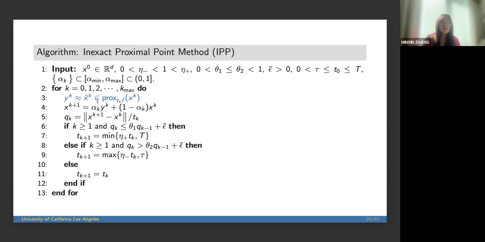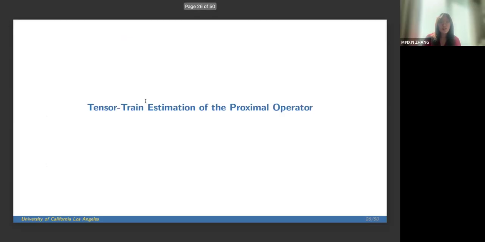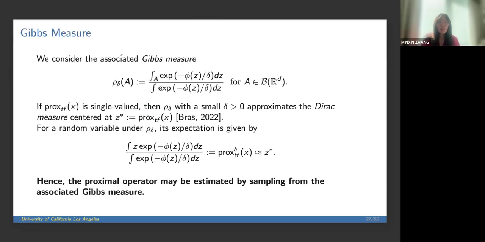And as I said, the key component is to estimate this proximal operator efficiently and with sufficient accuracy. For this purpose, we propose a new approach called tensor-train estimation of the proximal operator. We start by considering the Gibbs measure associated with this function phi. Phi, as I showed you in a previous slide, is the quadratically regularized objective function f. So f is the original objective function, and phi is just f plus that quadratic regularization term.